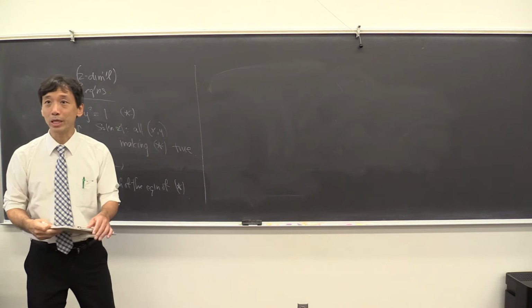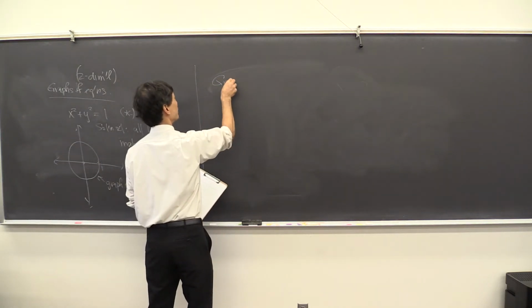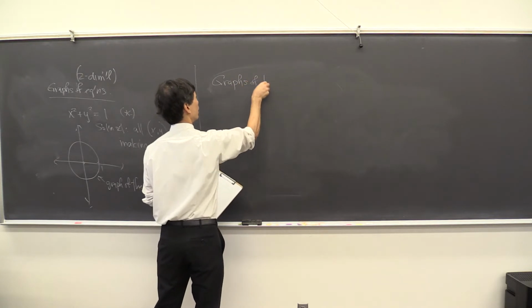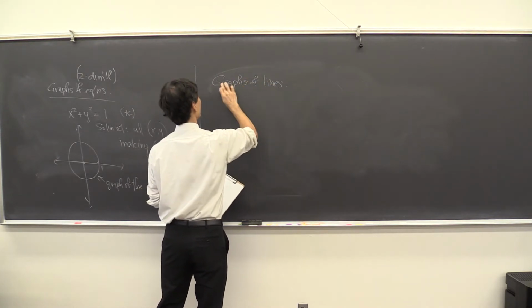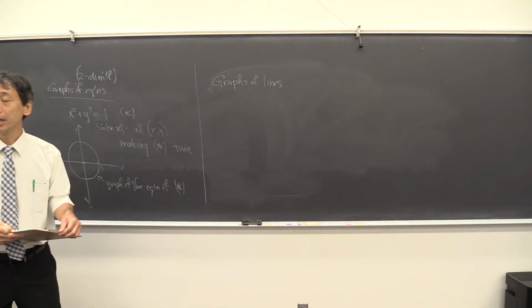Today we're going to be talking about maybe the simplest kind of graphs, which are graphs of lines. It's something very simple, but it's actually something really important.